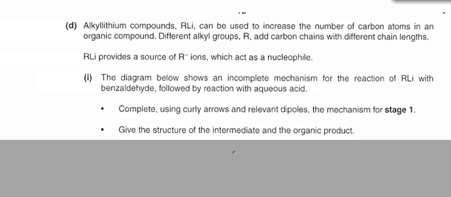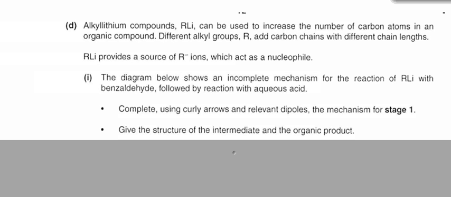Part D, the final part of this question. Alkyllithium compounds, RLi, again something that we've not done before, can be used to increase the number of carbon atoms in an organic compound. Different alkyl groups R add to carbon chains with different chain lengths. So RLi provides a source of R- ions, which act as a nucleophile.